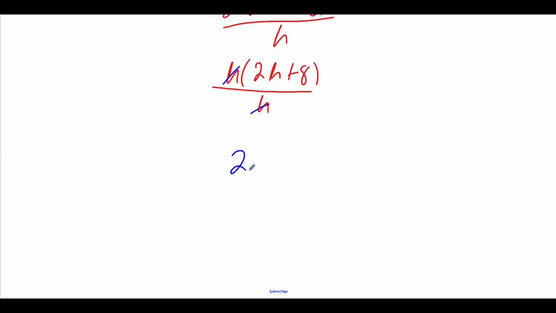So now we're just left with 2h plus 8, and we're going to do this limit as h is approaching 0. Now that I went through and did all of that algebra, I should be able to direct substitute 0 in for that h value. 2 times 0 is 0, plus 8, we get a limit of just 8 this time.